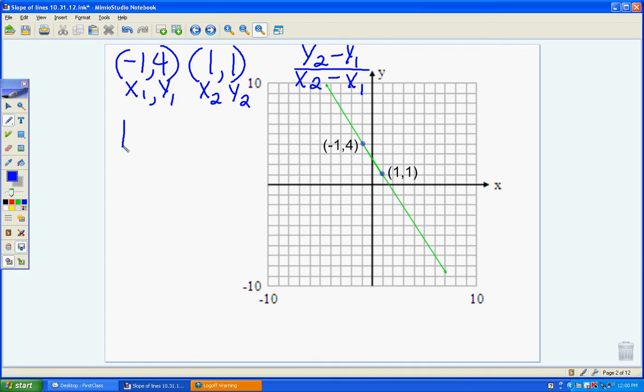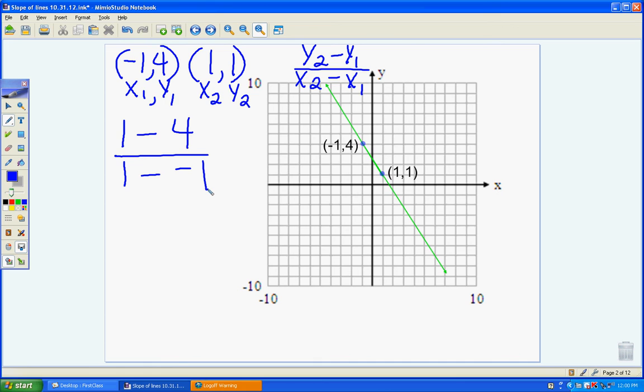y2 is 1 minus y1, which is 4, over x2, which is 1, minus x1, which is negative 1.